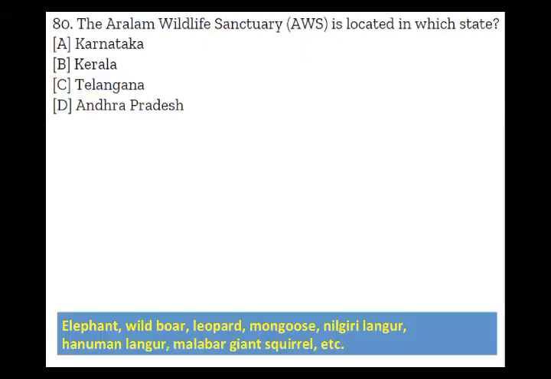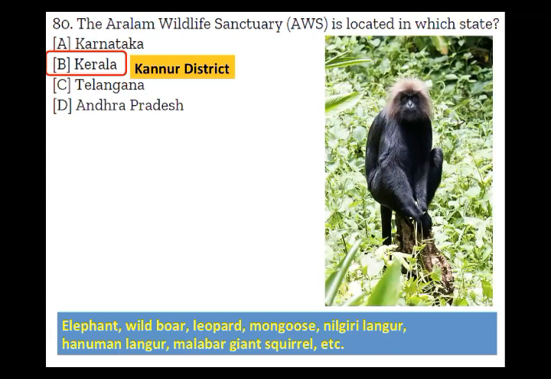The Aralam Wildlife Sanctuary is located in which state? Karnataka, Kerala, Telangana, or Andhra Pradesh. Aralam is very adjacent to Kodagu district of Karnataka, but it belongs to Kerala. It is on the uppermost Kerala forest range. It belongs to the Kannur district of Kerala, and also it possesses some notable species.